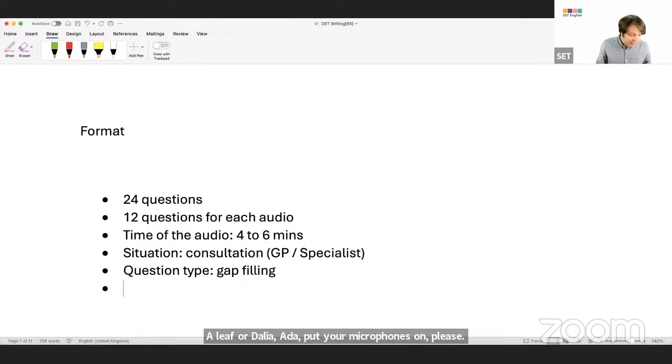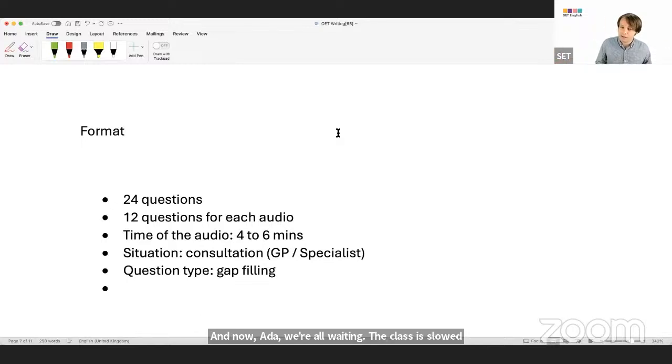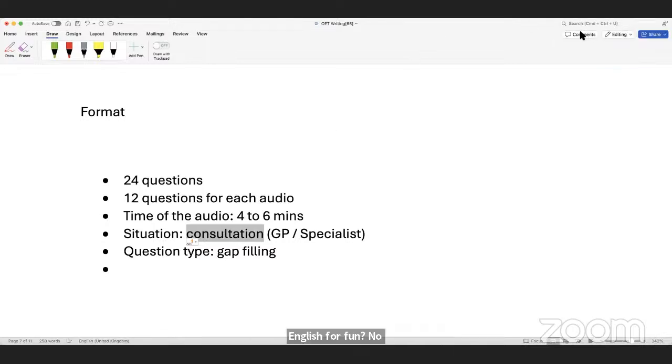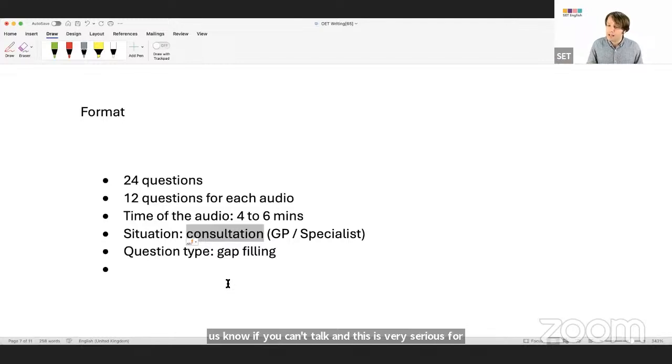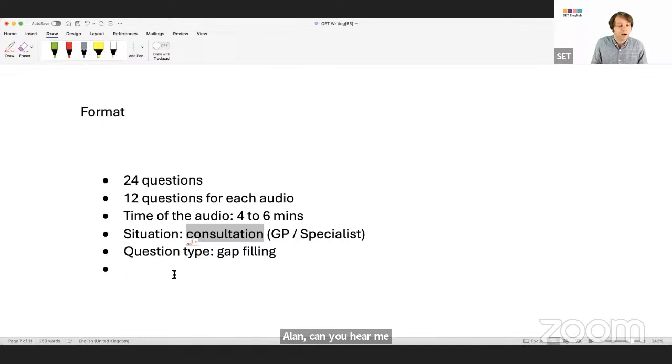Ada, I keep saying your name and you're not responding to me. I did ask for a long time at the start, can you let us know if you can't talk? And now we're all waiting, the class is slowed down. This is why I always ask at the start. Are we studying general English for fun? No, we are studying for an exam, and this is very serious for some people. So please, let us know if you can't talk, and then we won't waste these people's time in the class. Ada, can you tell me what's going on? I'm sorry if I've missed your message. Alan, can you hear me? I can hear you now. Thank you, Ada.